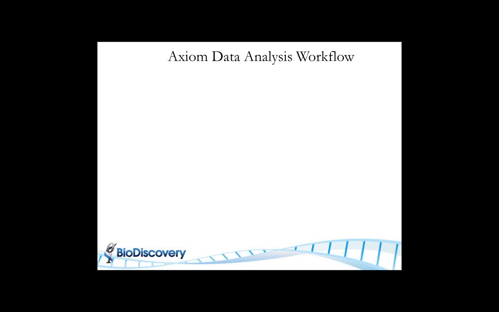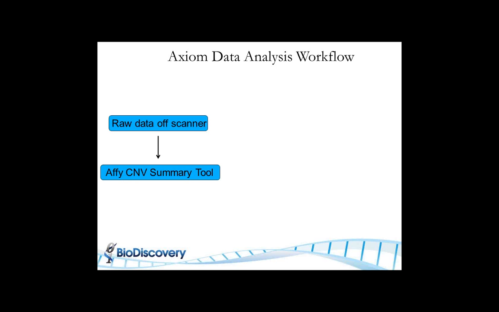So here, just go over the workflow one more time. Mary-Jo already mentioned the workflow. Here, just go over this. The raw data from the Affy scanner, you go through the Affy CNV summary tool, and from there you get the data imported into Nexus Copy Number.